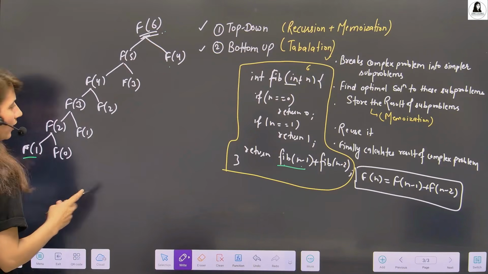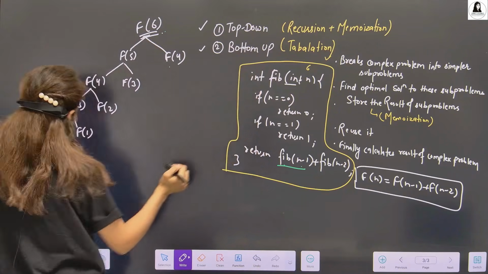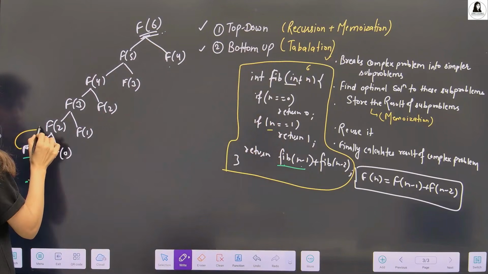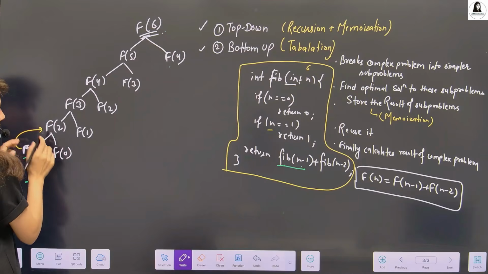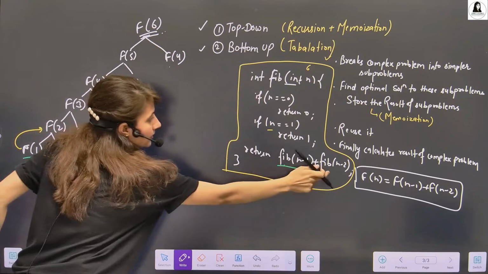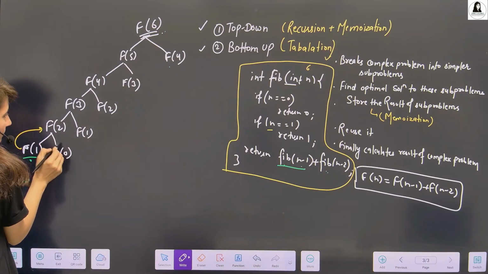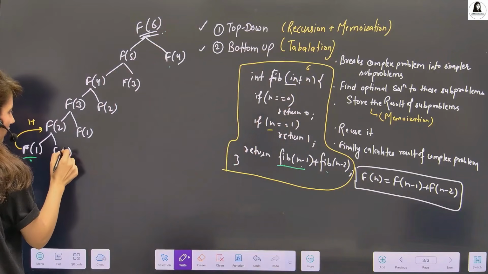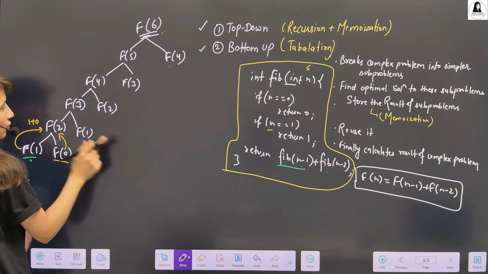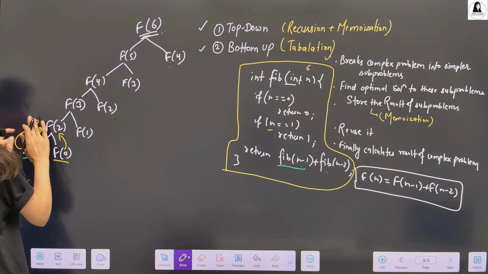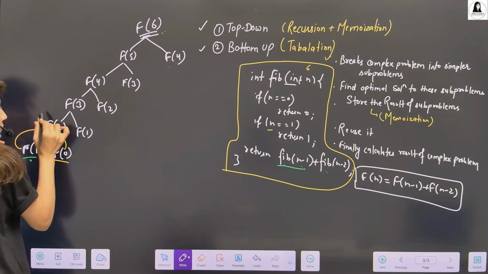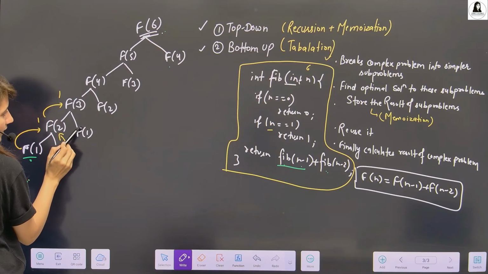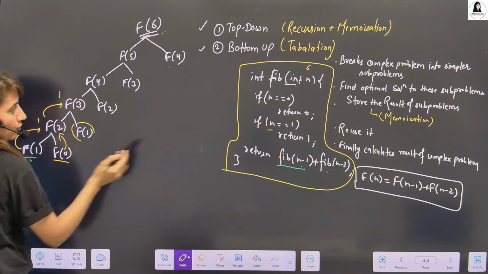Now whenever we call f of 1, this condition will be true and it will return 1. But after that, the right call is still remaining. So it's 1 plus f of 0. F of 0 will return 0, so it will be 1 plus 0, that is 1. So now it will return 1. But the right call is still remaining, so f of 1, we again call f of 1.